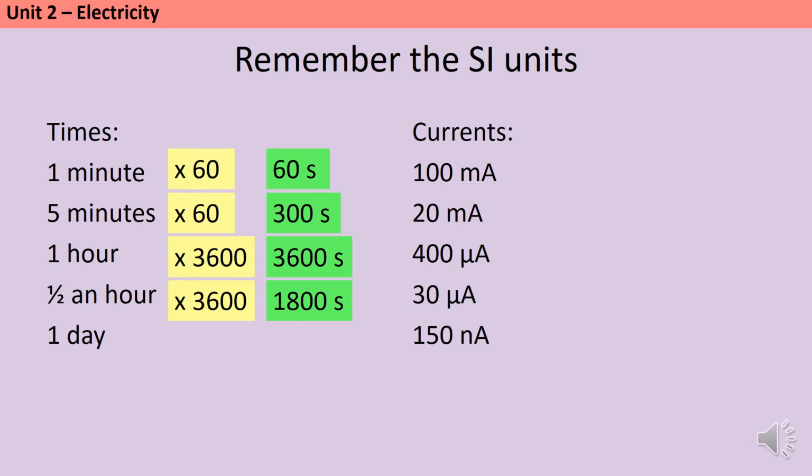To convert from days to seconds, we need to know that there are 24 hours in a day, 60 minutes in an hour, and 60 seconds in a minute. So that gives us a total of 86,400 seconds in one day.